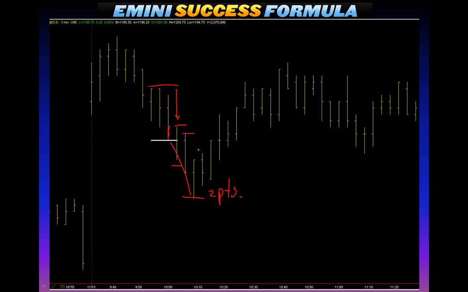I'm a big believer in taking profits though off the table. If you're trading multiples, you've got to take profits off the table. Because if you're always looking for that home run trade, you're going to find yourself giving back a lot of money.